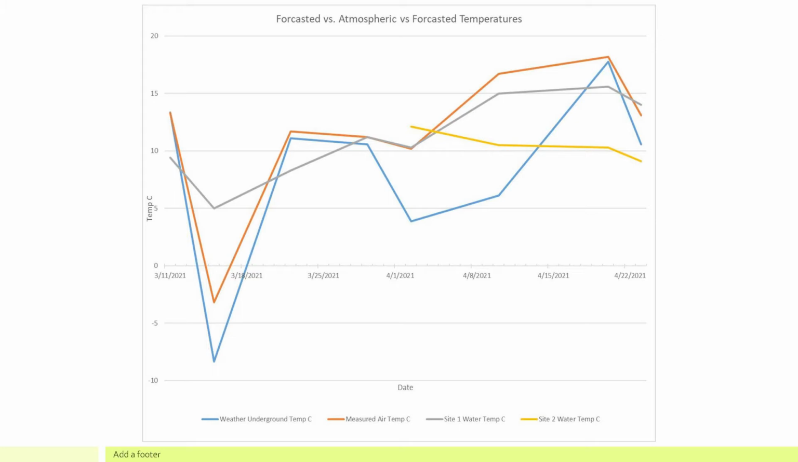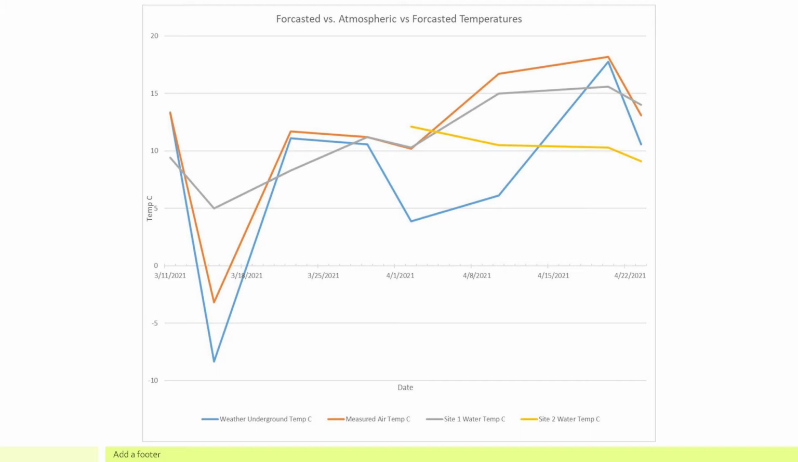The maximum forecasted air temperature was 17.78 degrees Celsius. The minimum was negative 8.33, and the average forecasted temperature was 8.13 degrees Celsius. The maximum atmospheric on-site temperature measured was 18.2 degrees Celsius. The minimum was negative 3.2 degrees Celsius, and the average was 11.4 degrees Celsius.